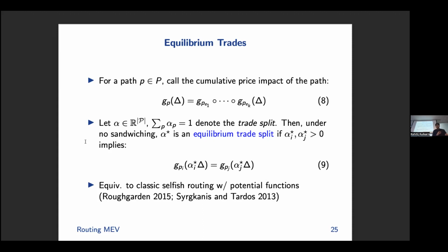But yeah, this equilibrium condition is basically equivalent to classic results in selfish routing, in which the costs have to be equal. But here we're asking that the marginal prices across all the paths are equal.